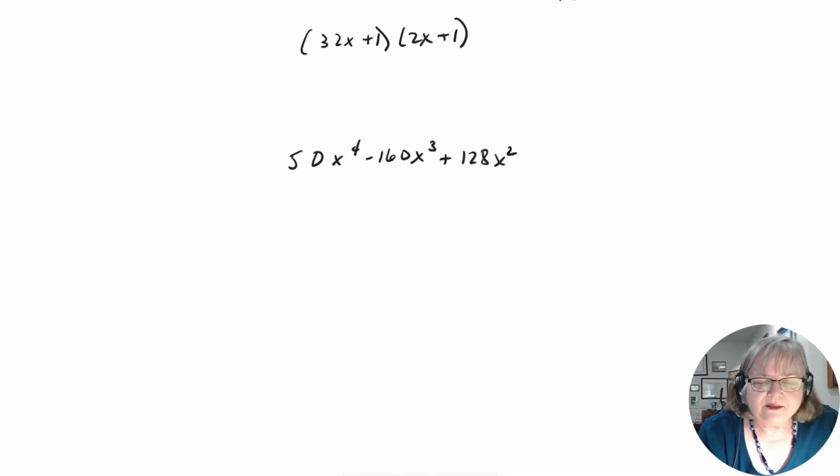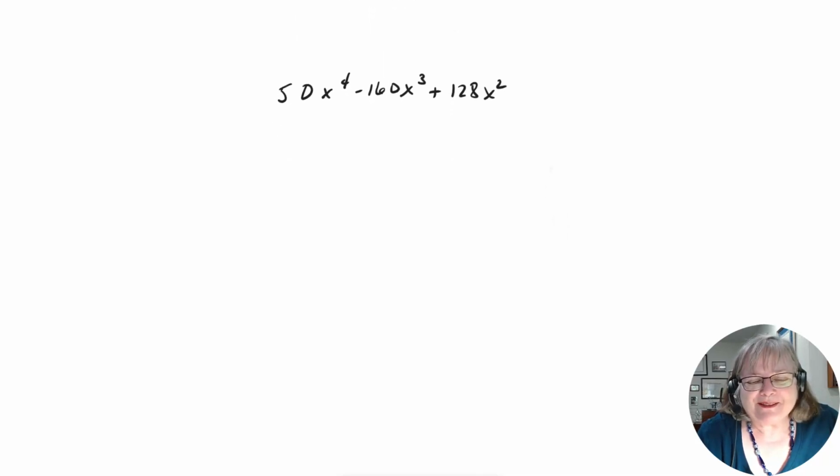All right, so 50x to the fourth minus 160x cubed plus 128x squared, and you're going, yeah, okay. So not what you may have expected to jump from those to here, but it's not too bad. You've got all the skills for this. So I'm looking at it going, well, this is not fun based on my skill set at this particular moment in time. It doesn't have a lead coefficient of a 1.